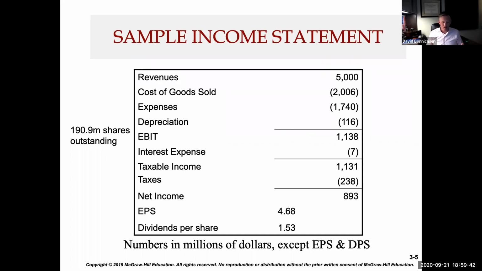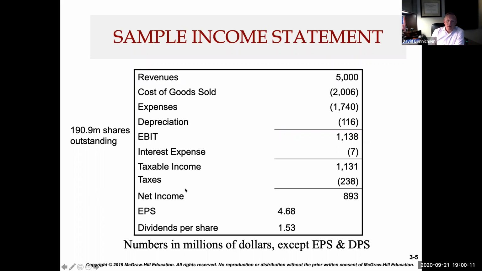Now we're going to get into some other metrics that are pretty meaningful when we start evaluating the performance of individual companies, when we start to compare them against one another within the same sector, the same industry. So for this particular example, this company has 190.9 million shares outstanding within the market, shares that are issued into the market for buying and selling.